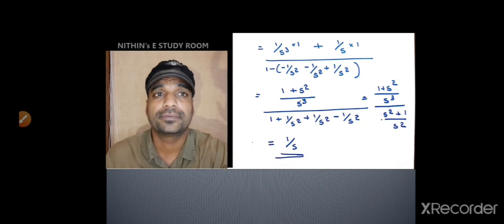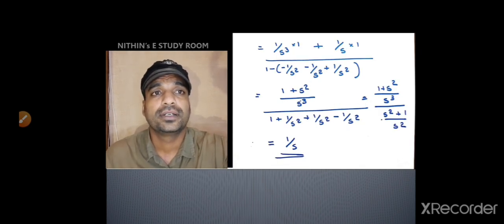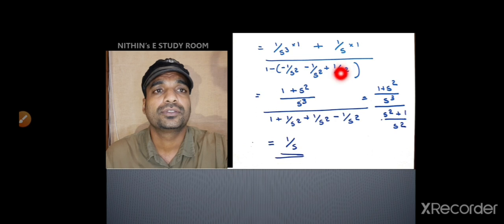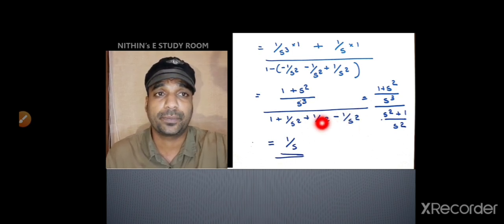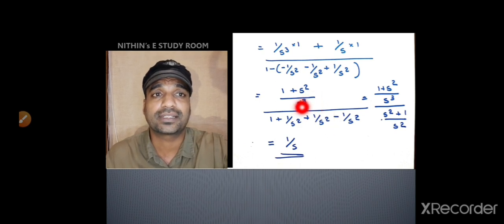Now it's simplifying. Okay. In the numerator we can see 1 by s cube plus 1 by s. So I have taken s cube as LCM, so it will become 1 plus s square by s cube. And in the denominator I just kept it like it is by opening the bracket: 1 plus 1 by s square plus 1 by s square minus 1 by s square. These two terms, 1 by s square minus 1 by s square, will get cancelled. So the remaining things are 1 plus s square by s cube divided by 1 plus 1 by s square.